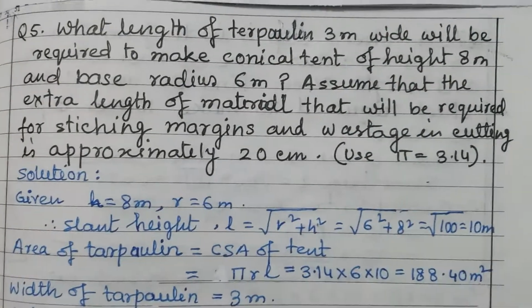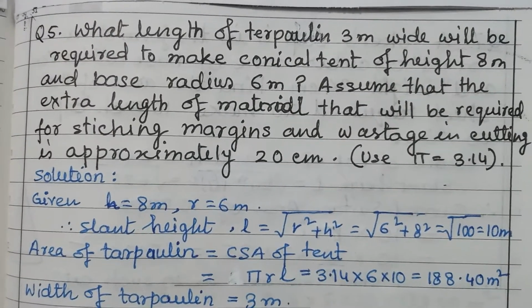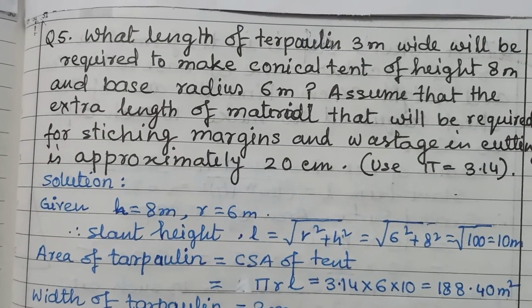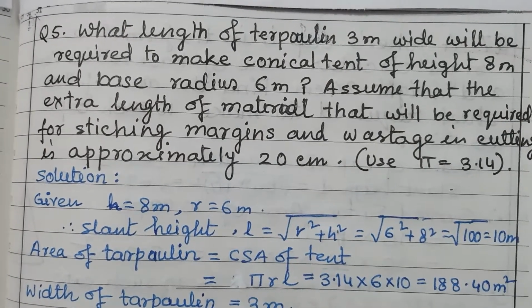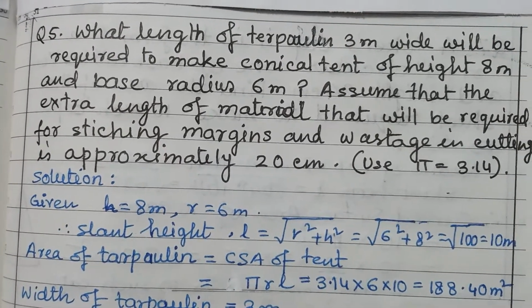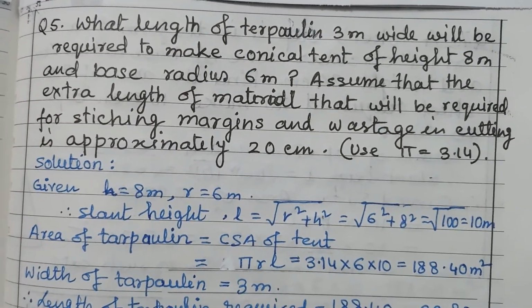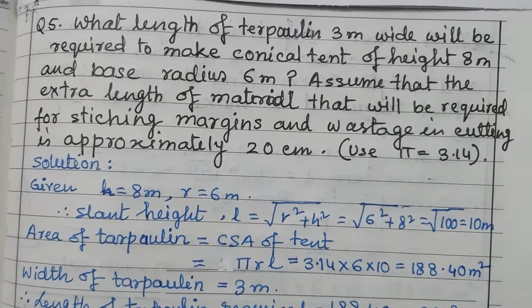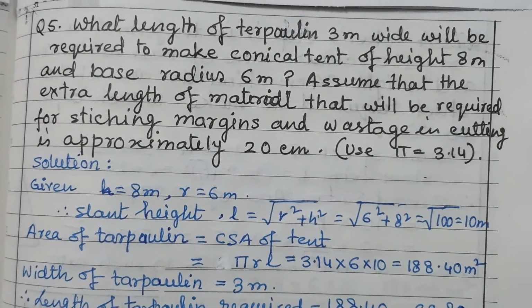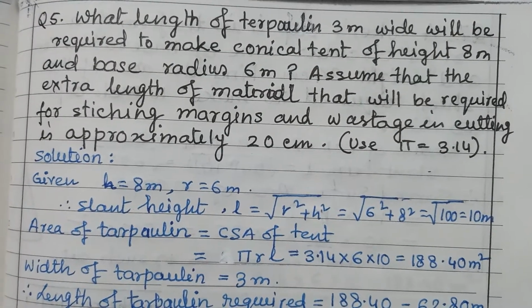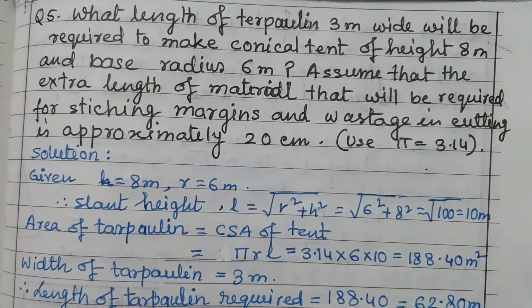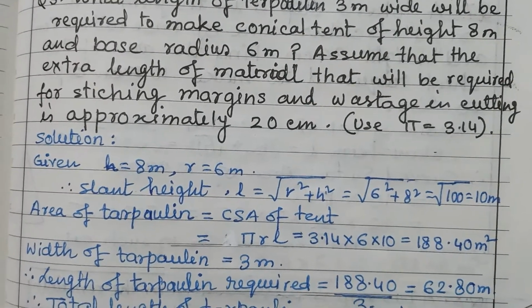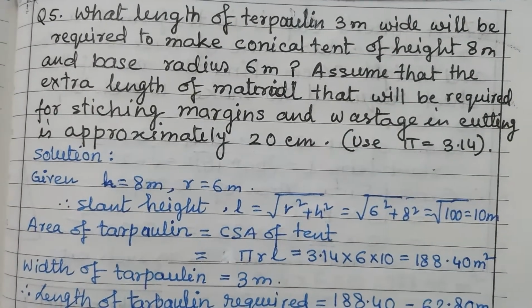Okay, the next question: what length of tarpaulin 3 meter wide will be required to make a conical tent of height 8 meter and base radius 6 meter? Assume that the extra length of material that will be required for stitching margins and wastage in cutting is approximately 20 centimeter. Use pi equal to 3.14. So we have to find out the length; the width has been given.